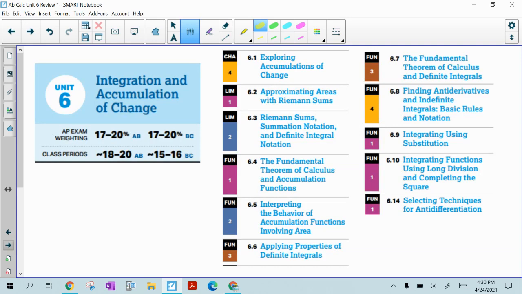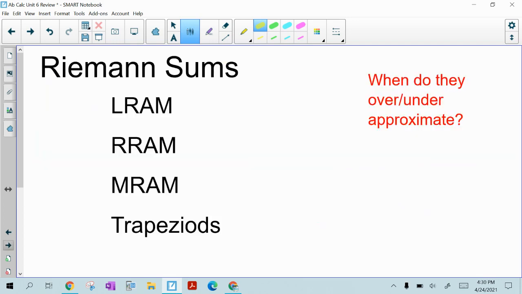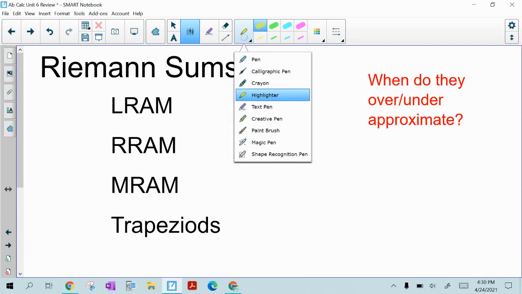And what are we going to be emphasizing? Well, we're going to be talking about Riemann sums, which again is going to be RRAM, LRAM, MRAM, and also being able to convert them to your definite integral notations, etc., and accumulating areas. So we'll also get into a few more techniques, but let's get started on the Riemann sums.